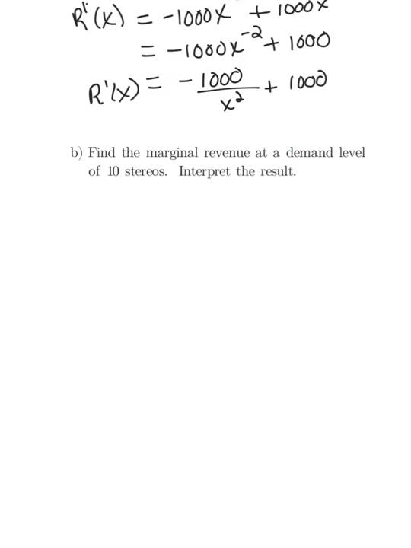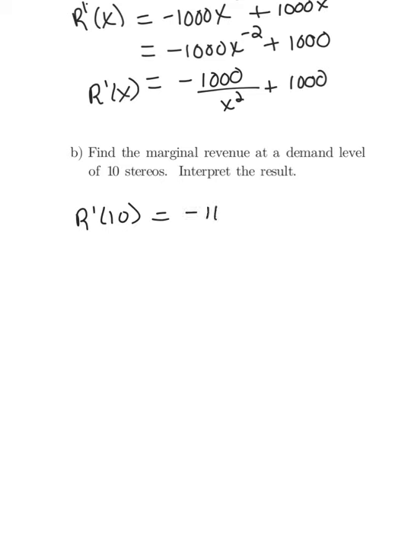For part B on number 6, we are asked to find the marginal revenue at a demand level of 10 stereos, and then we are asked to interpret the result. So there's 2 questions in here. First is to find marginal revenue at 10 stereos. So my number of items is 10, and we need to put that into the marginal revenue function. So we're going to be doing R prime of 10.